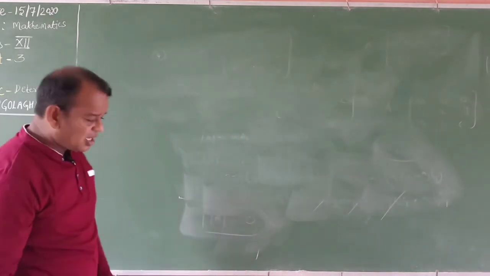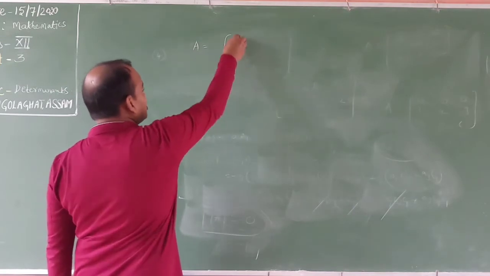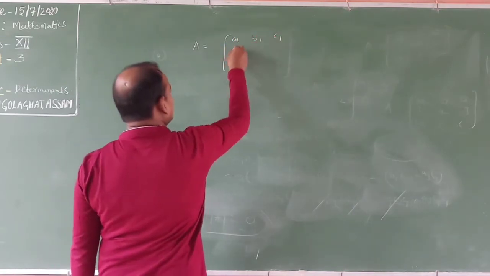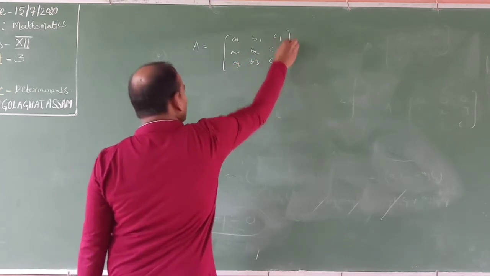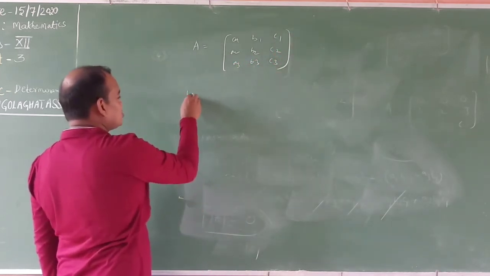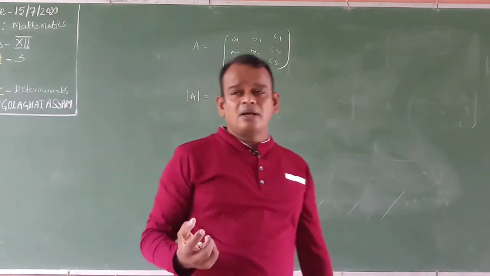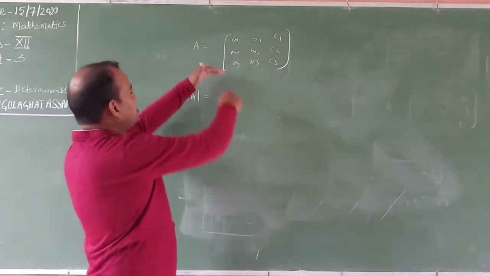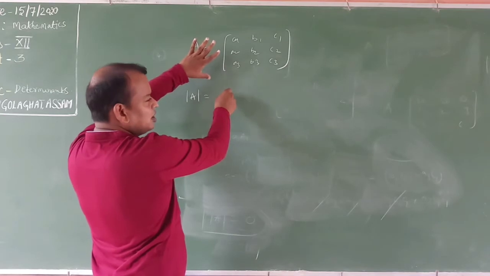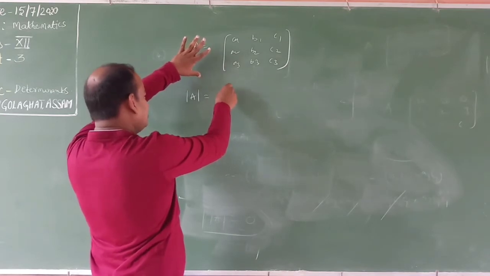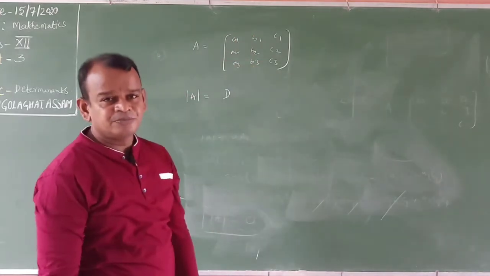Next, suppose A is a matrix. You know that very well. Suppose A1, B1, C1, A2, B2, C2, A3, B3, C3. Now the determinant of A, suppose it is some numerical value, capital D.